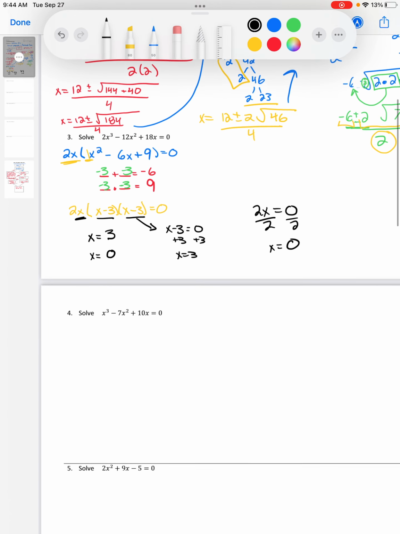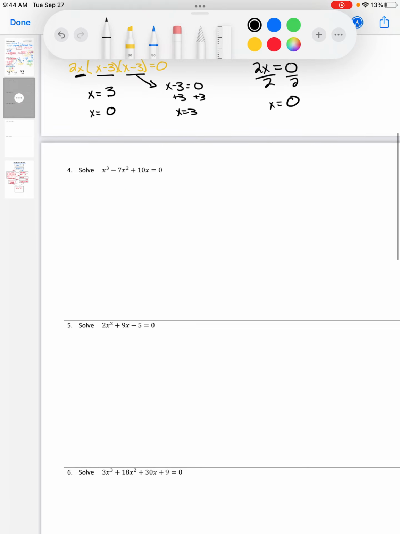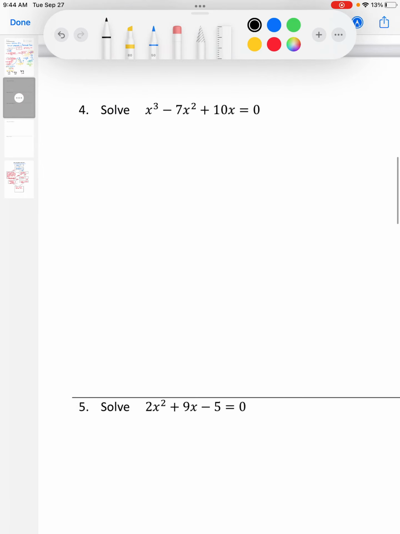So let's try, I want you to try this next one, and then we'll go over it, but I just want you to try it. So you can pause it here. Okay, so now that you've tried it, the first thing you should have asked yourself is, is there a GCF? Yes, there is. It's x. So we factor out x.